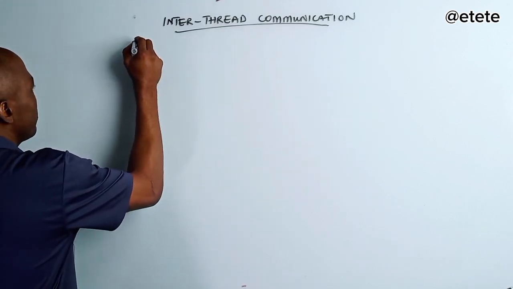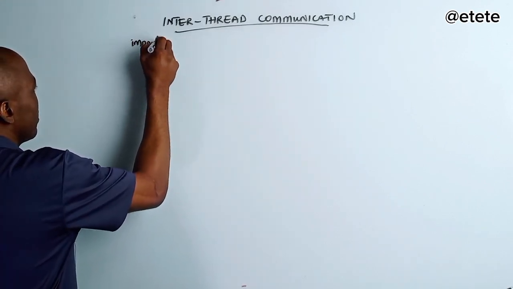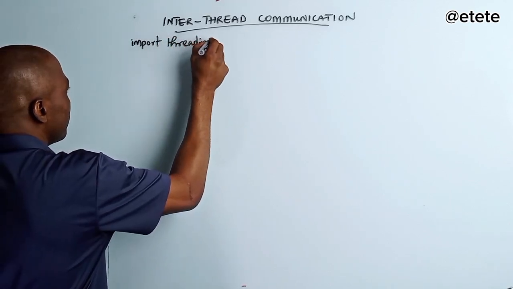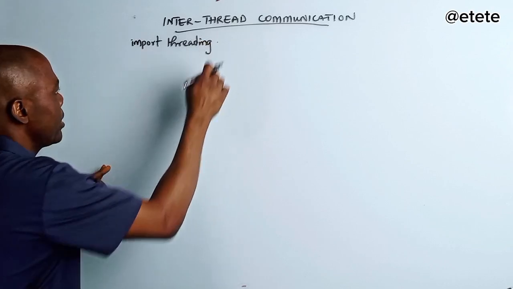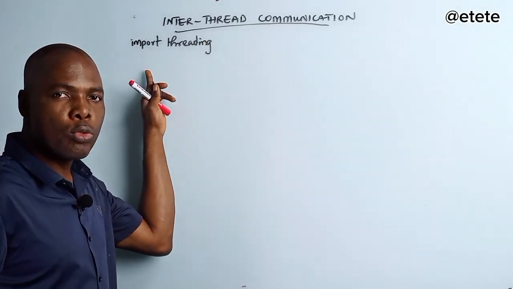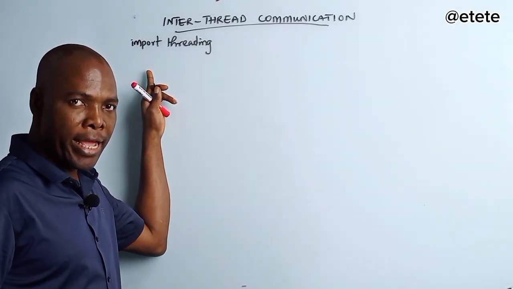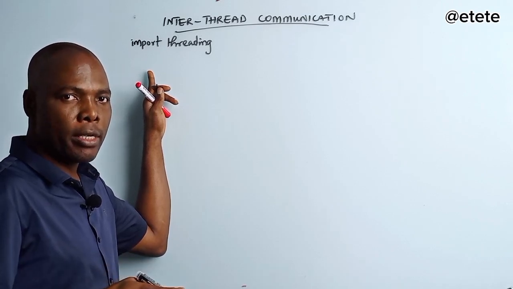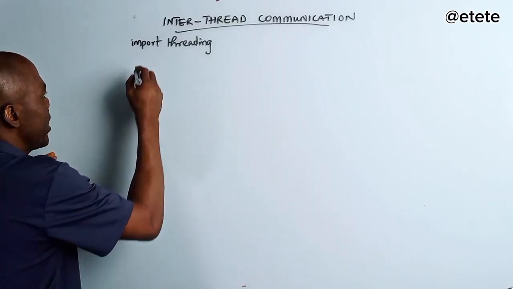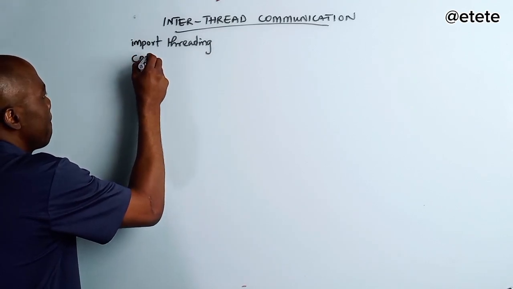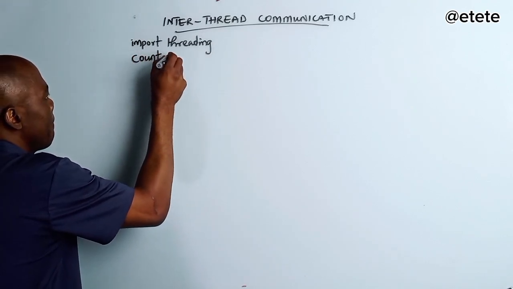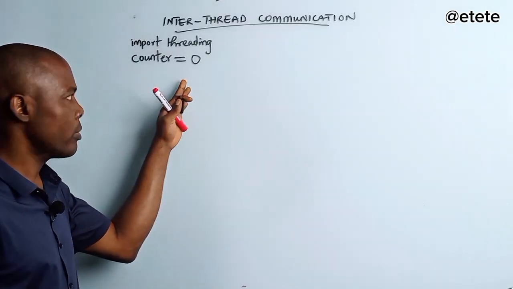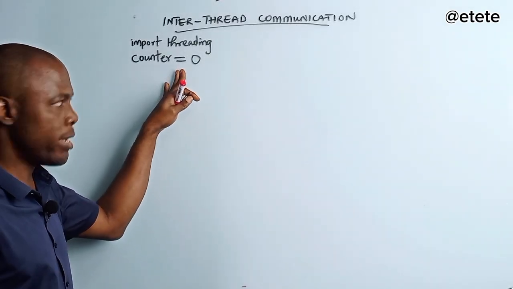So I'll say import threading, right? Import our threading module. Then I'm going to declare a global variable, and it's that variable that we will manipulate. I will call it counter. Then I will assign an initial value to it as what? 0. So this is what I want to manipulate.